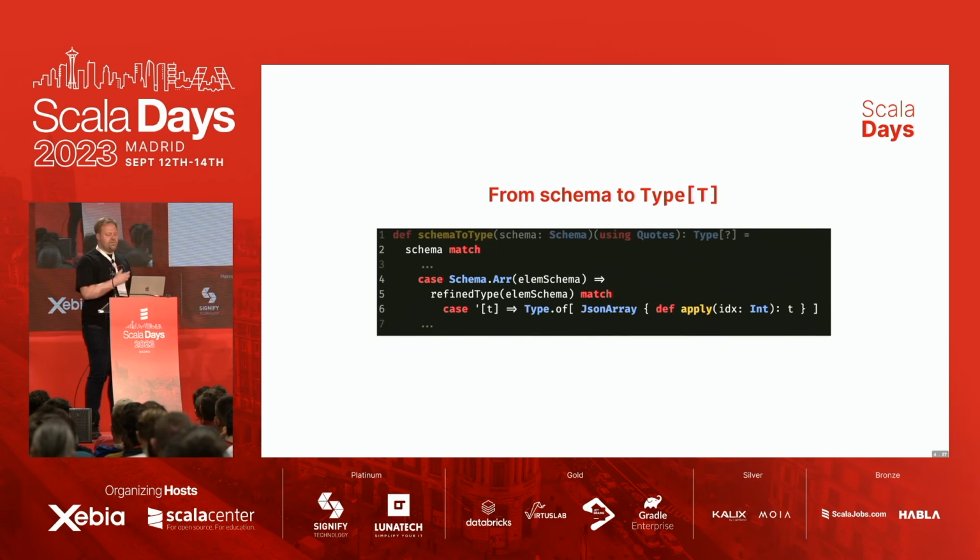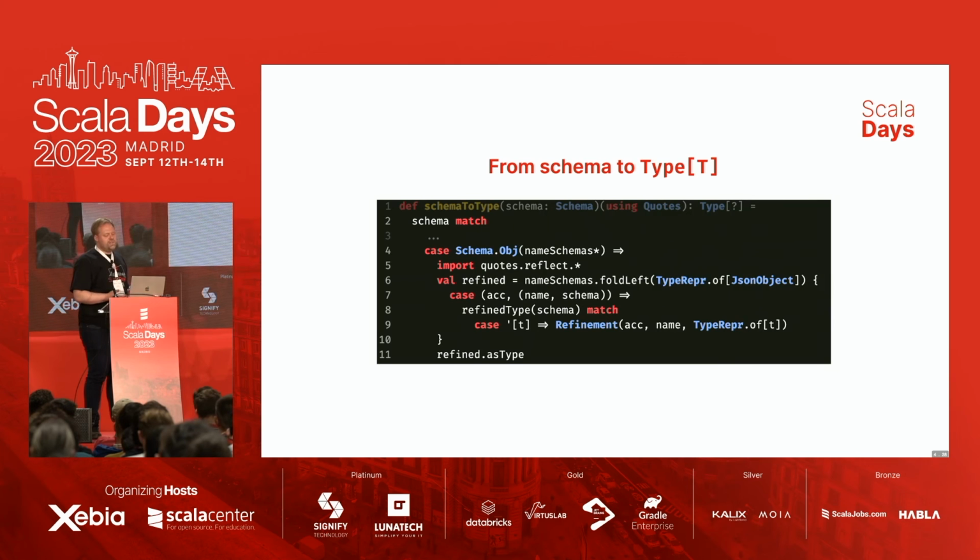For arrays, we can recursively get the type of the element schema, name it, and then use a type constructor in a slightly different way, because this time we're going to use the JSON array, we're going to refine it, and we're going to insert this lowercase t type that we extracted from the recursive call to refinement type.